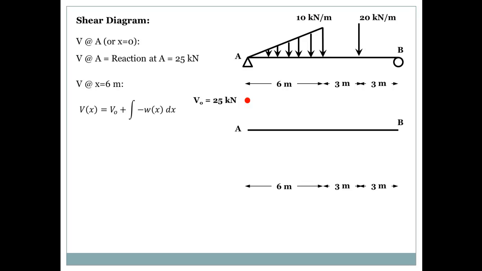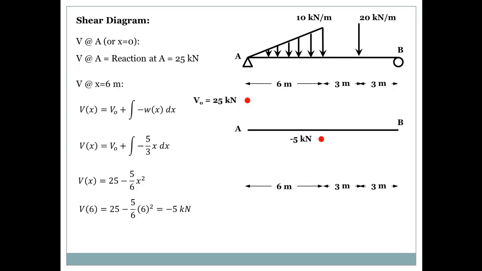Or we can do it the long way. We can get the equation for the line, which happens to be 5 over 3 x, and the negative sign is the negative outside the equation of the line or the load. And if I do this, I will have 25 minus 5 over 6 x squared, and if I substitute x to be 6, I will have 25 minus 5 over 6 times 6 squared. That will give me negative 5. So in both cases, calculating the area under the triangle or doing the integration will get me to negative 5. So this is the negative 5 location.